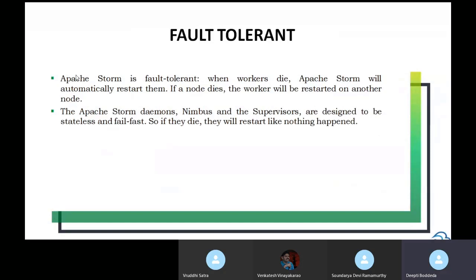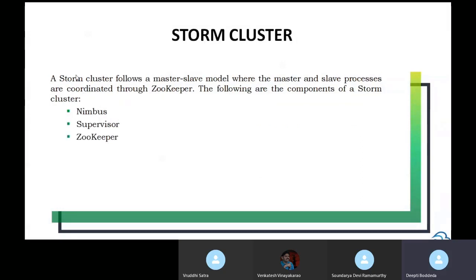And the next point is, till now we have got the exactly-once semantics. If something has failed, we came to know that it has to restart again. But who is the one who will restart the spout again? So there are a few daemons in Apache Storm, Nimbus and supervisors, and they take care of supervising all the nodes.